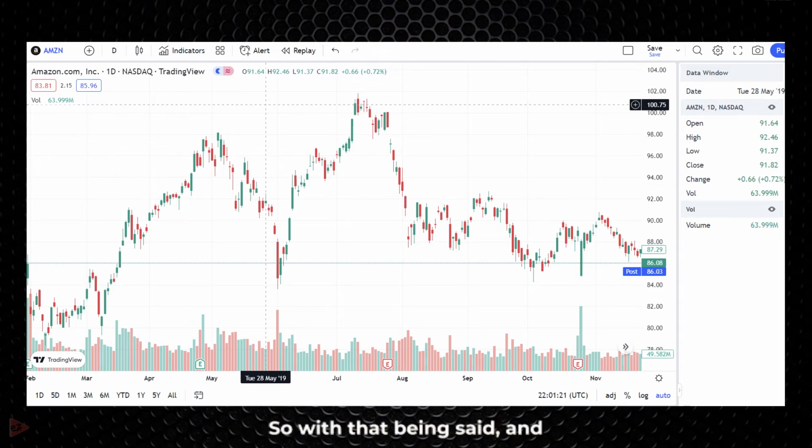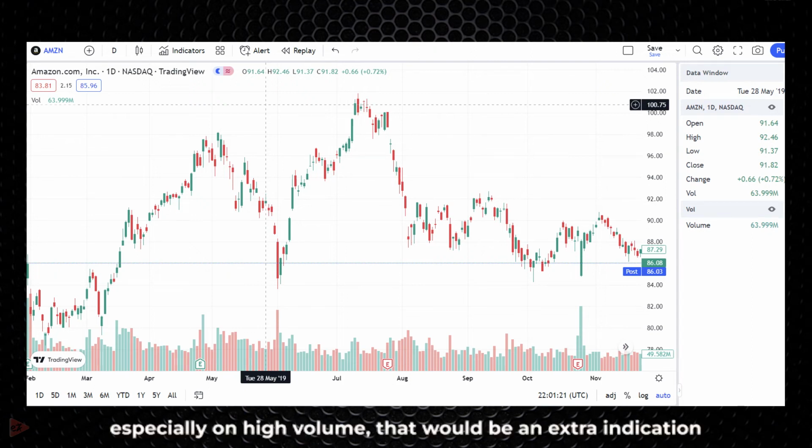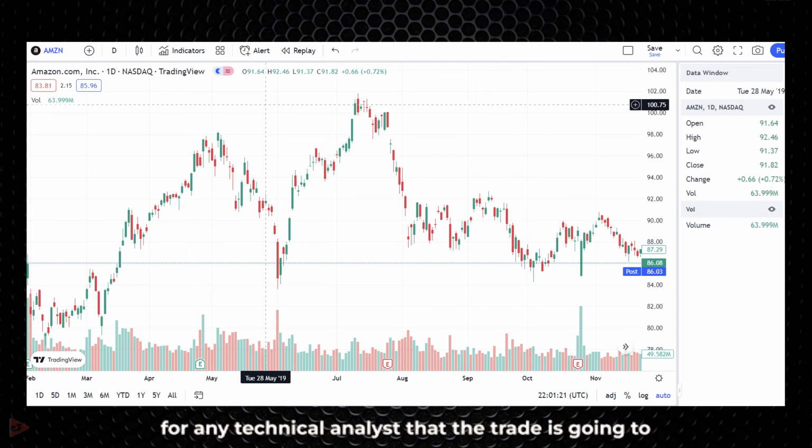So with that being said, and of course, as with anything in technical analysis, proper risk management is absolutely key. It's really important to keep an eye on the strength of the trend. If, say, we were to see the exhaustion gap fill, especially on high volume, that would be an extra indication for any technical analyst that the trade is going to meaningfully reverse, at least for the time being.